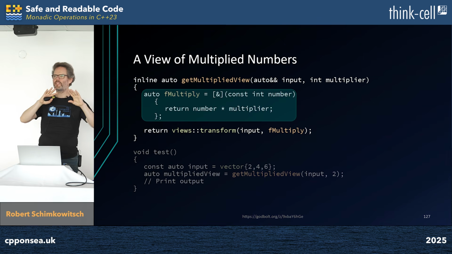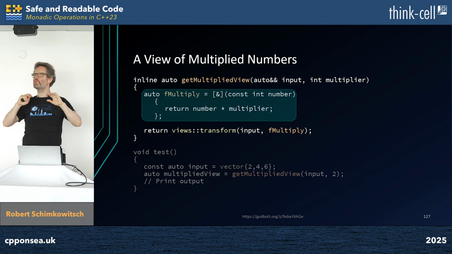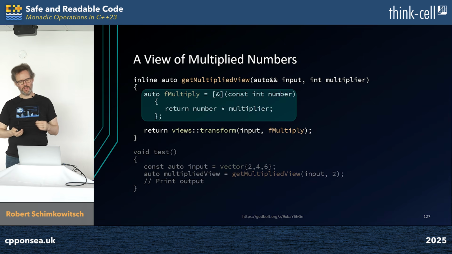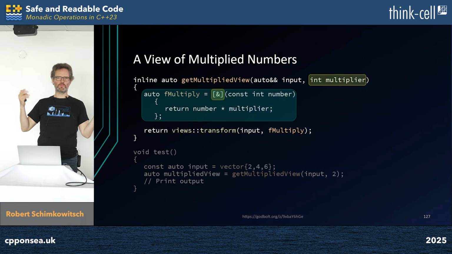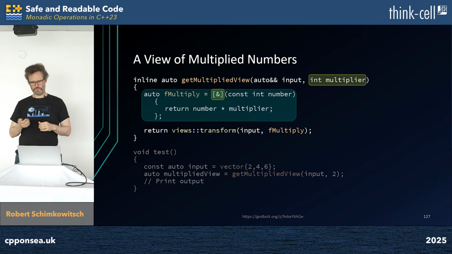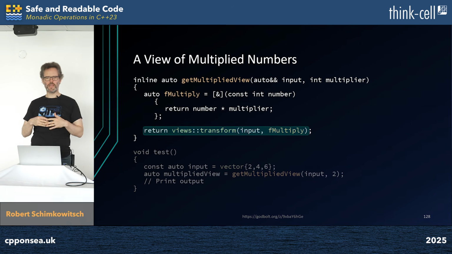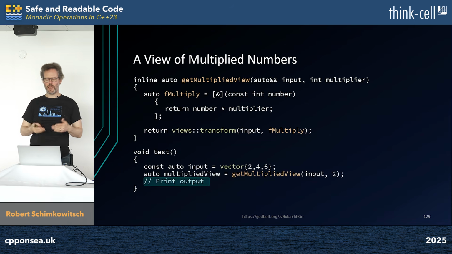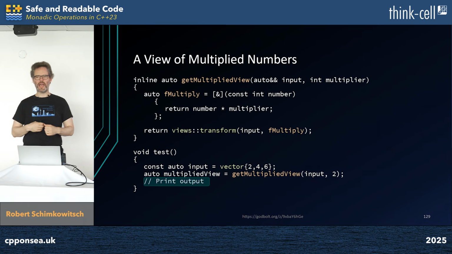And inside the function, I have a helper lambda, which I will use for a single item, to multiply a single item. And the multiplier gets passed by the lambda capture. Then I return a view using that lambda. And down in my calling code, I can print.